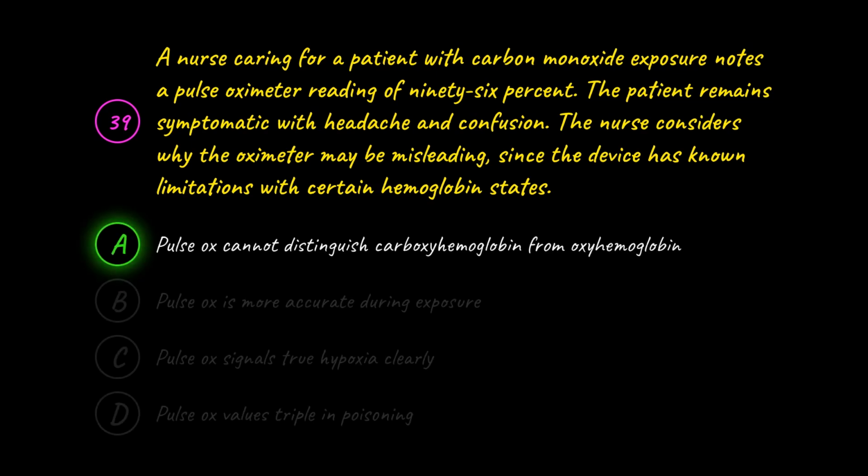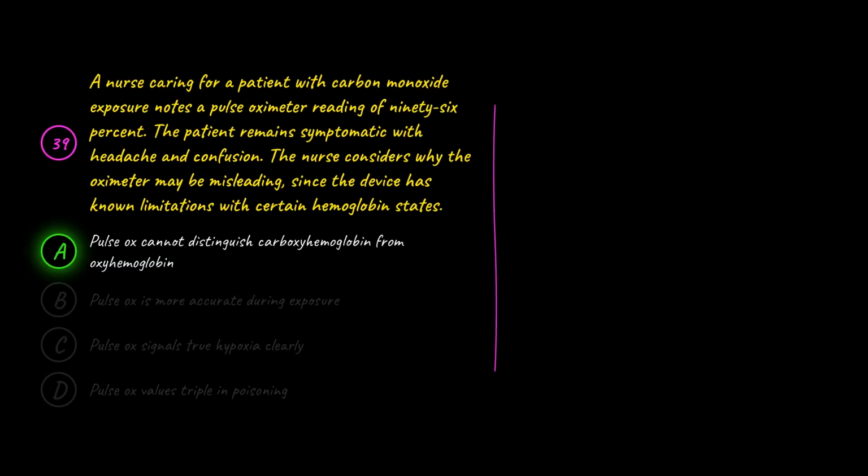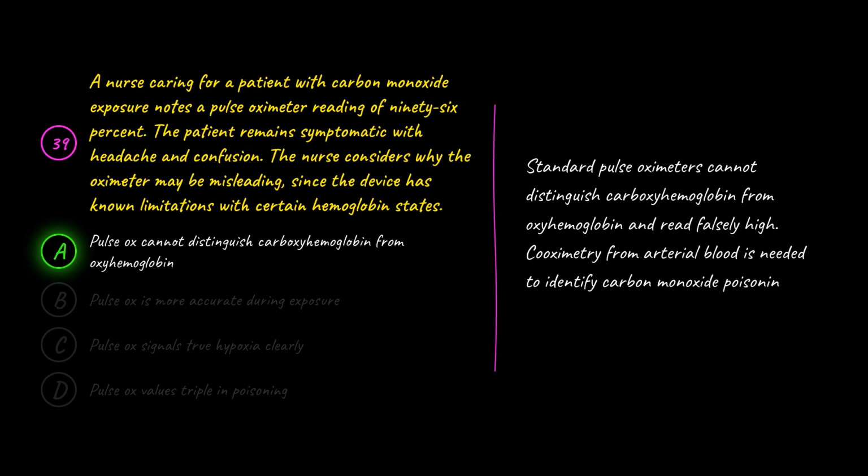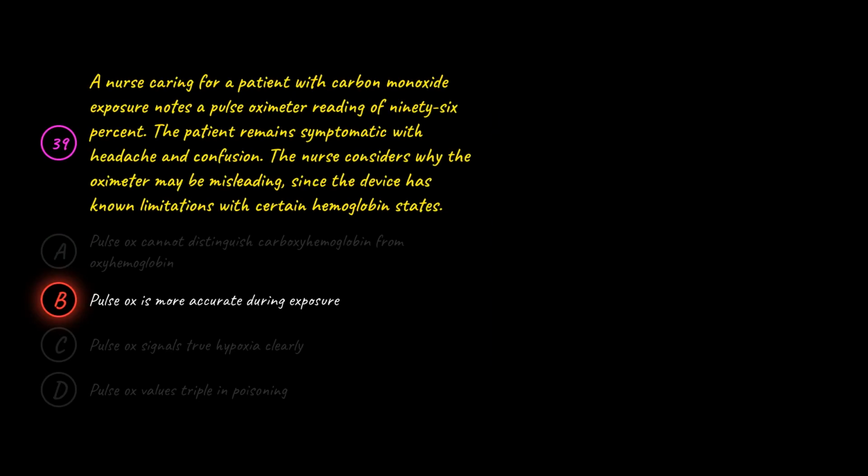The correct answer is A. Pulse ox cannot distinguish carboxyhemoglobin from oxyhemoglobin. A is correct because standard pulse oximeters cannot distinguish carboxyhemoglobin from oxyhemoglobin and read falsely high. Oximetry from arterial blood is needed to identify carbon monoxide poisoning, since the patient may be hypoxic despite a reassuring oximeter value. B is wrong because the device is less accurate, not more, during carbon monoxide exposure.